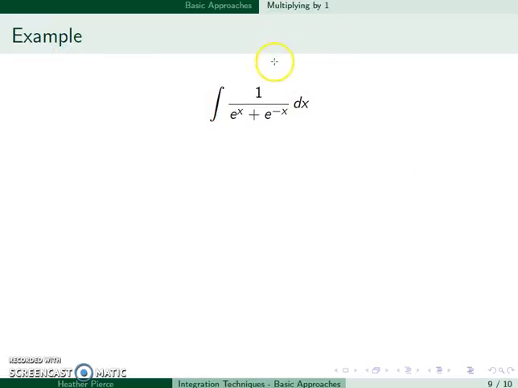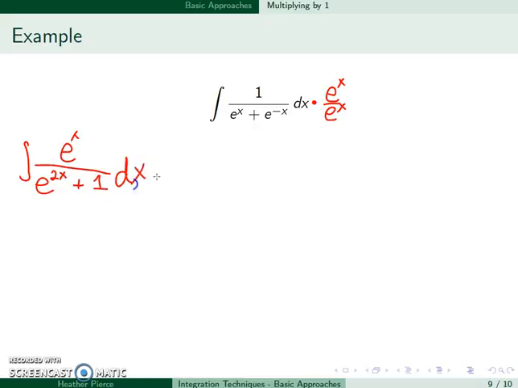Let's look at this one. Currently, we may not see exactly what to do. And anytime you see an e to the negative x and you're not quite sure how to deal with it, I suggest multiplying by e to the x over e to the x, which is just 1, so I haven't really changed anything. That makes this the integral of e to the x over e to the 2x plus 1 dx.